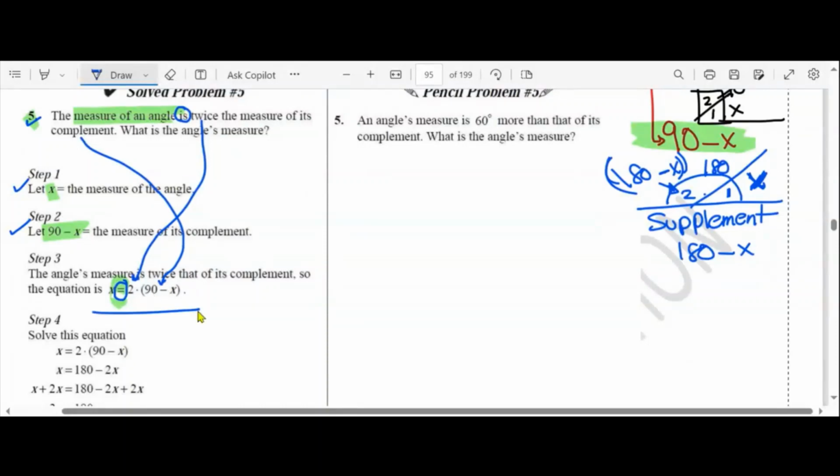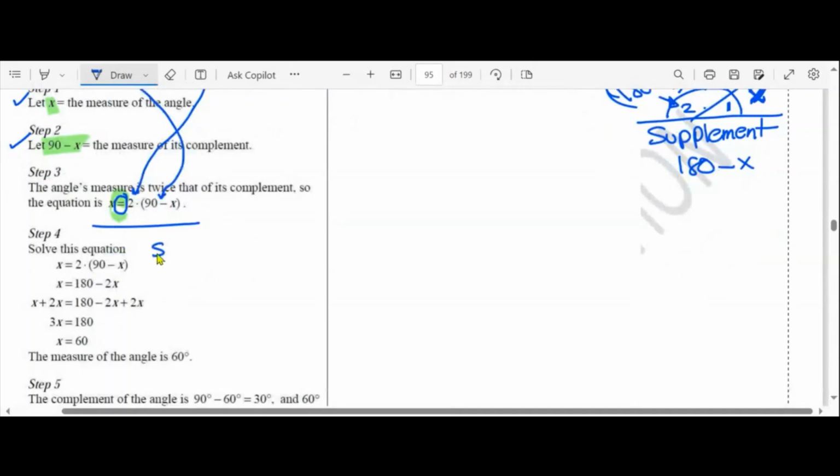Okay, so you have the equation now. Is this clear? So now we're going to solve, right? You have x equal to 2 times 90 minus x, so 180 minus 2x equals x. Can I move 180 to the other side? It becomes negative 180. Move the x to the other side, so it becomes negative x.